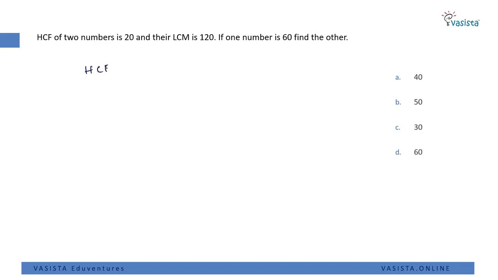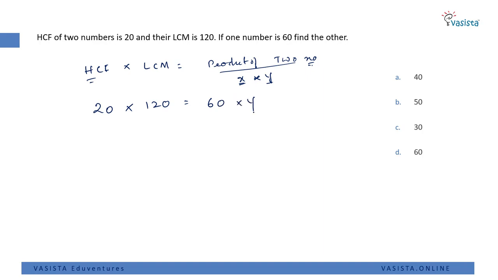So HCF into LCM is equal to the product of the two numbers, right? So the HCF they have given is 20 and the LCM is 120, and the product of the two numbers, let me consider it as x into y. There are two numbers, one number I will consider as x and the second number is y. The first number they have given is 60, so the second number we need to find out.